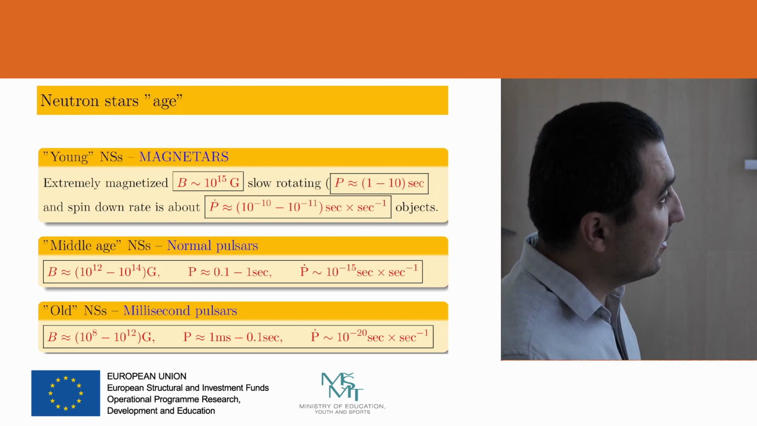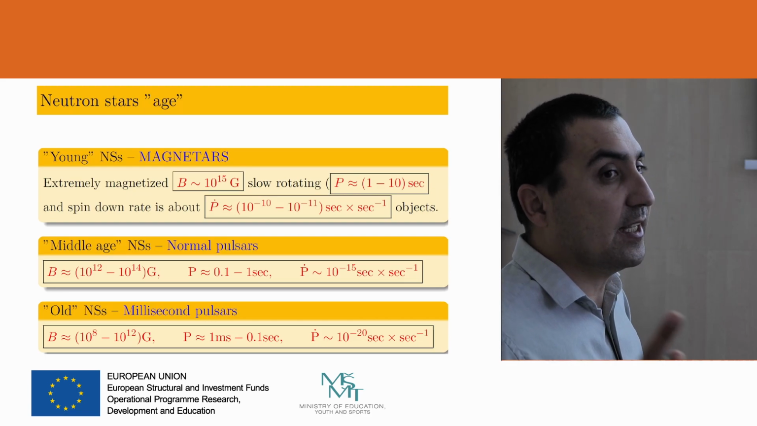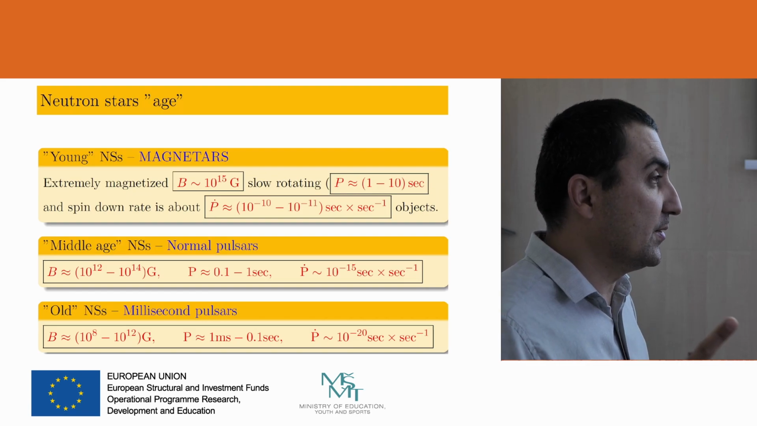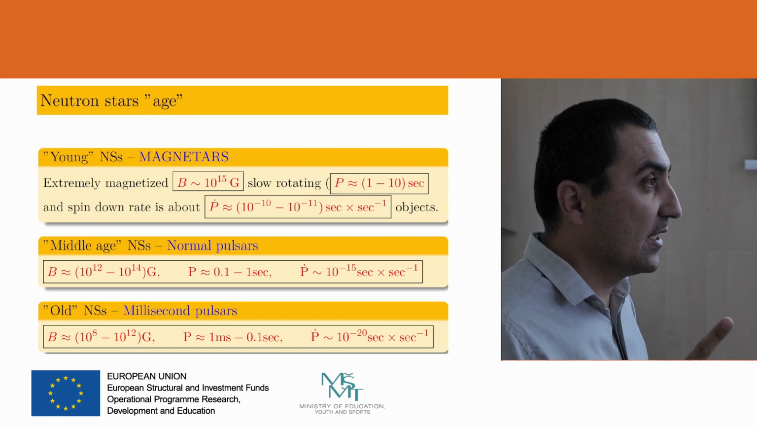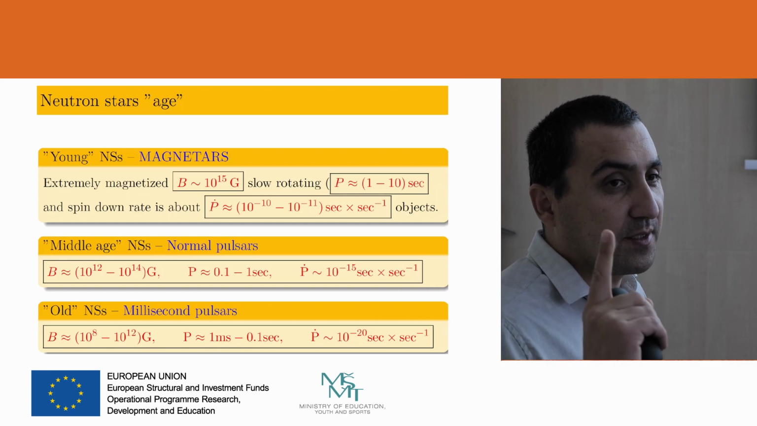You see, during the 10 to the power 20 seconds, their pulse slows to 1 second.